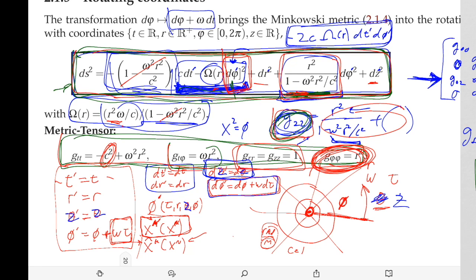The g t phi, omega r squared, what did I call it? Yeah, so if you calculate this out, you're going to get omega r squared, and then GTT is this thing here.